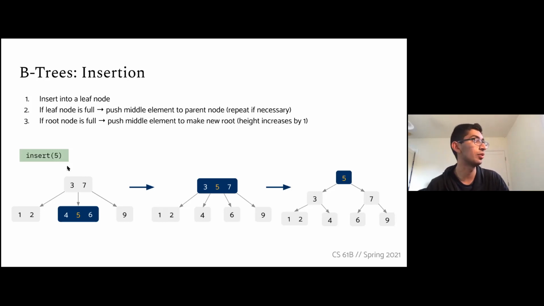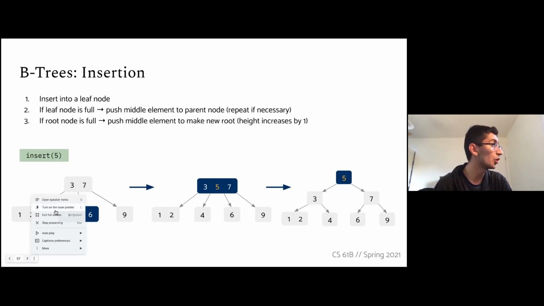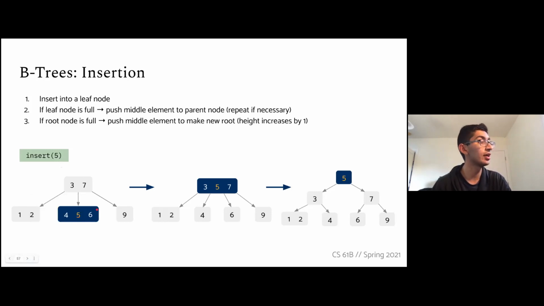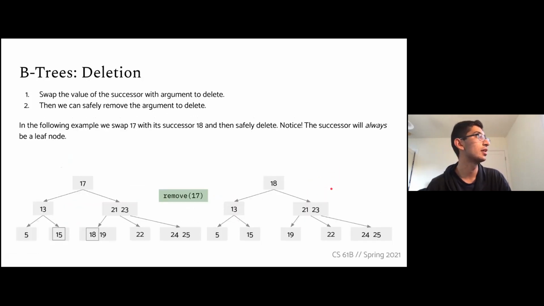So this is a really good example where we insert 5 into that 4-6 node, and you see that we get a node that has 3 elements right over here. So we push 5 up 1 level, and then we have another node with 3 elements, and we repeat 1 last time until everything is fine. Okay, deletion. Deletion also for a B tree kind of reminds me of a heap.